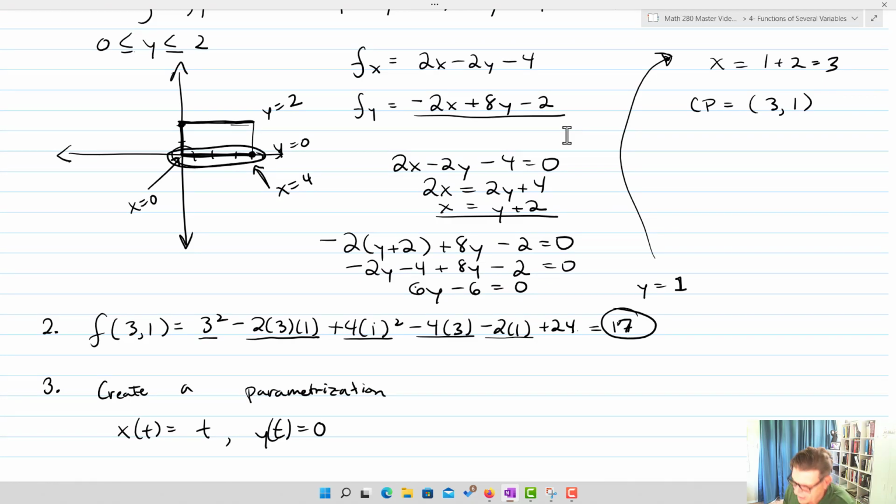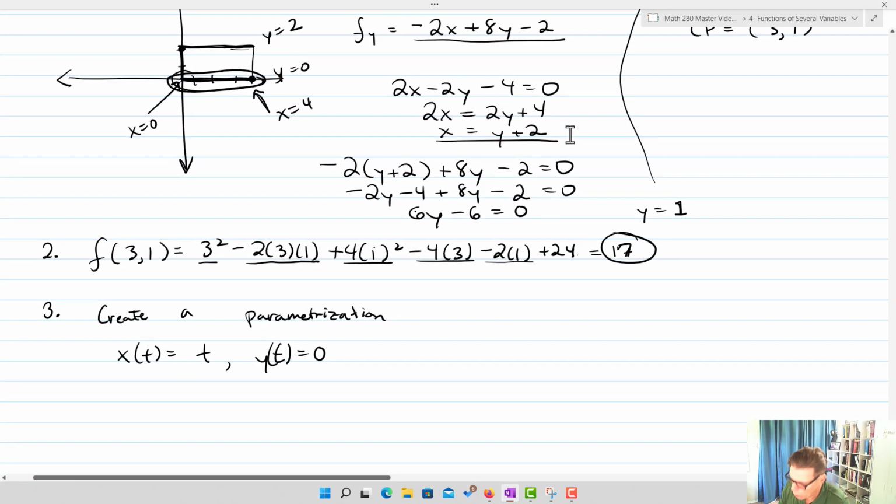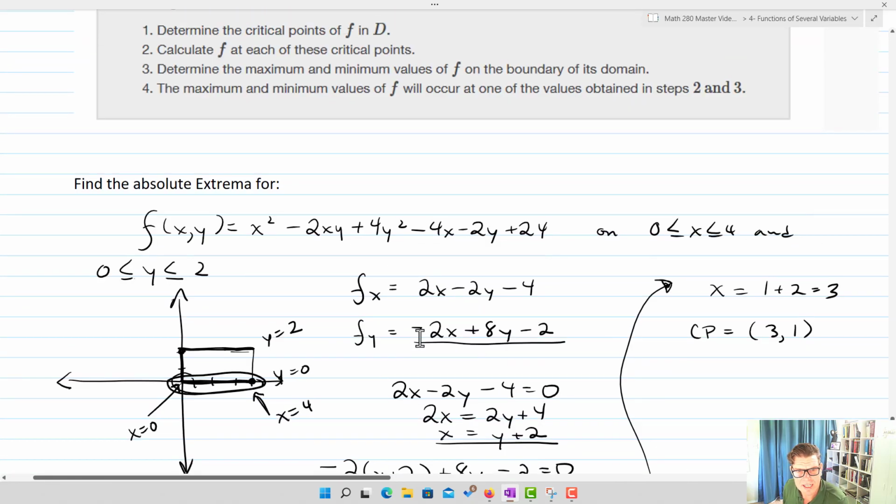So along that boundary line, we'll call that L1. All right? And so what I'll do then is plug in y equals 0 and x equals t. And by the way, t is going to be greater than or equal to 0 and less than or equal to 4. The reason, again, is because that's how we defined the boundaries on x.